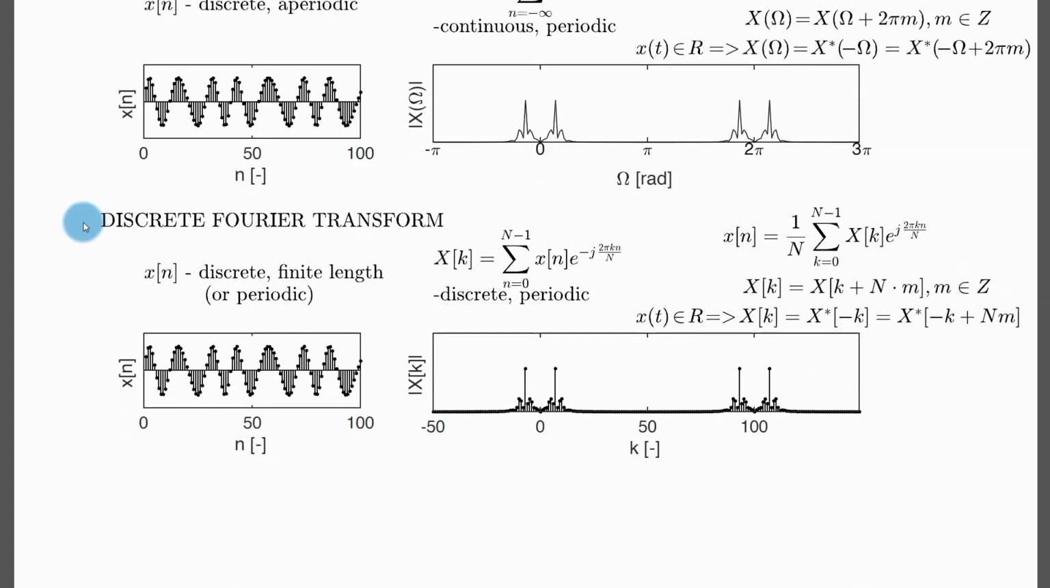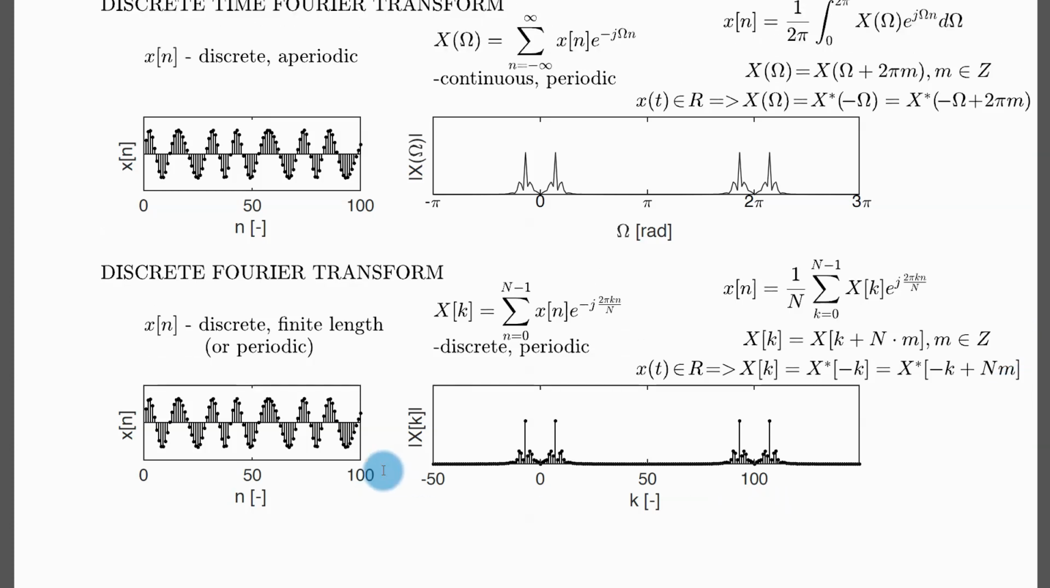This is the summary of the discrete Fourier transform. This is the formula for the forward transform and this is the formula for the inverse transform. The discrete Fourier transform is used for discrete finite length signals, or we can use it for discrete periodic signals. Its spectrum is discrete and periodic, with period equal to the length of the signal. This is how we write the periodicity mathematically. Now again, if the signal is real, we have that symmetry in the spectrum, and because the spectrum is periodic, that symmetry repeats itself. And this is how we write that symmetry mathematically.